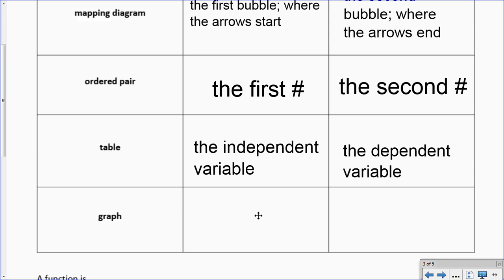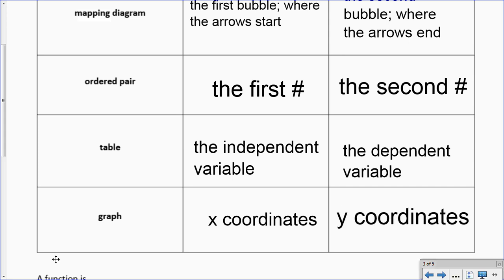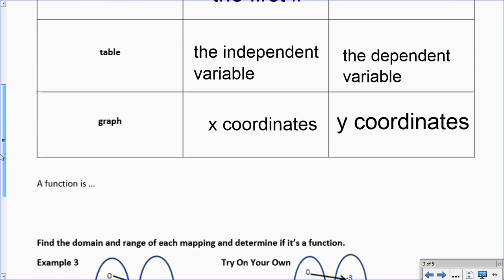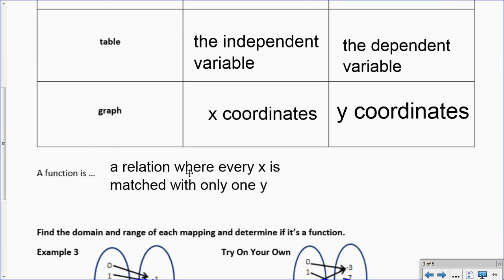Okay, now from a graph, so they're just points. The domain is the x-coordinates of those ordered pairs, those points, and the range are the y-coordinates. Okay? Just a reminder, a function is a relation where every x is matched with only one y. Okay? So let's look at some examples.